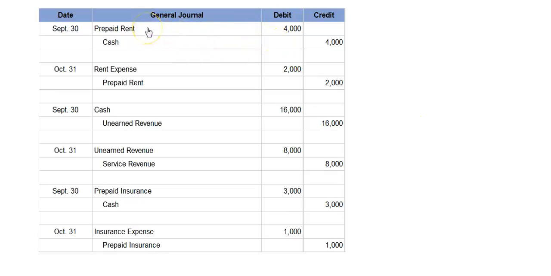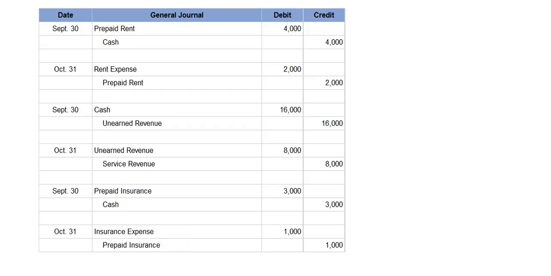Here we debited prepaid rent, and now we're reducing it on October 31st and calling it rent expense. Here we recorded unearned revenue. A month later we reduce unearned revenue and call it regular revenue. Here we increase prepaid insurance because we didn't receive the benefit of the cost. On October 31st, we reduce prepaid insurance and call it insurance expense.